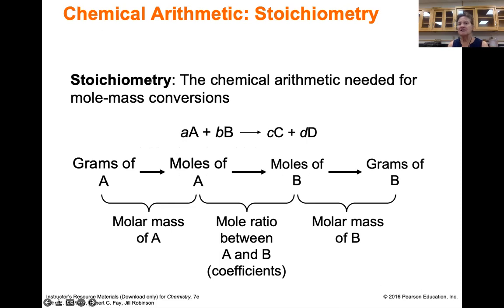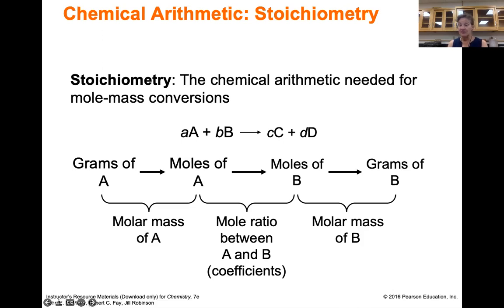So now when we talk about this idea of chemical arithmetic or stoichiometry, stoichiometry is just a fancy word for the chemical arithmetic needed for mole mass conversions. So if you look at this generalized equation where you have little a moles of the compound A plus little b of the compound B going to little c of the compound C plus little d of the compound D, the a, b, c, and d are going to give us the stoichiometric ratios that we need.